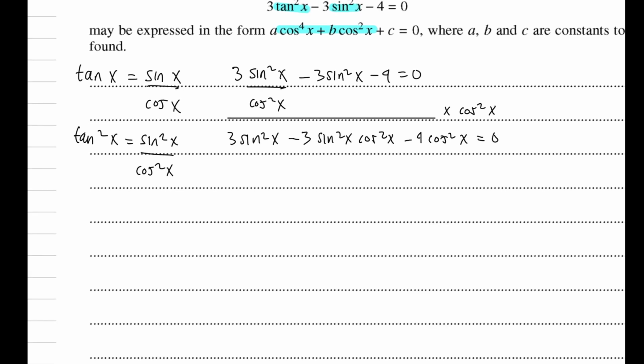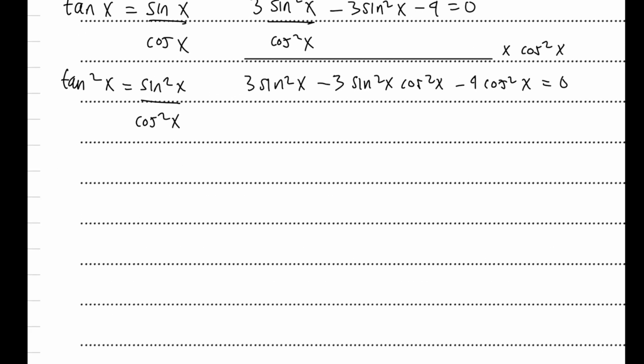Now, our goal is to only contain cos. We don't have sine. So how to change sine square into cos form? We have the formula sine square x plus cos square x equals 1, right? So we have sine square x equals 1 minus cos square x. These two formulas are the ones that we always use to do the trigonometry identity.